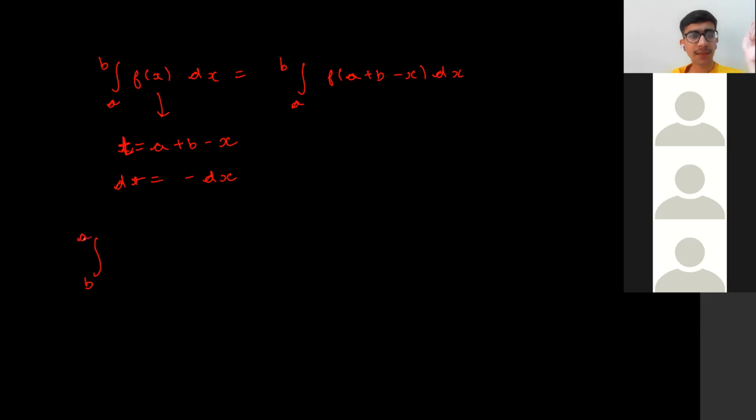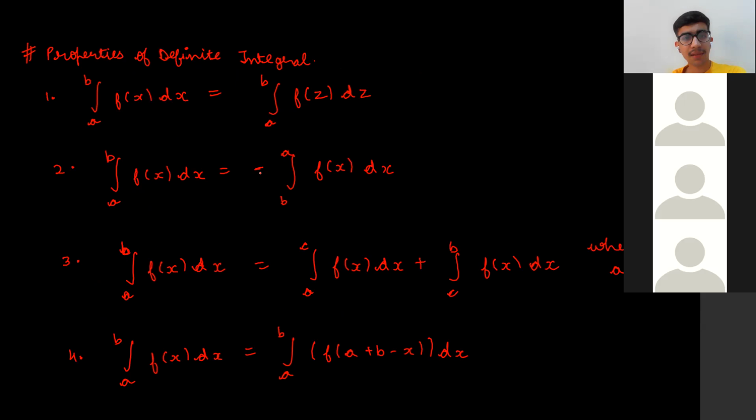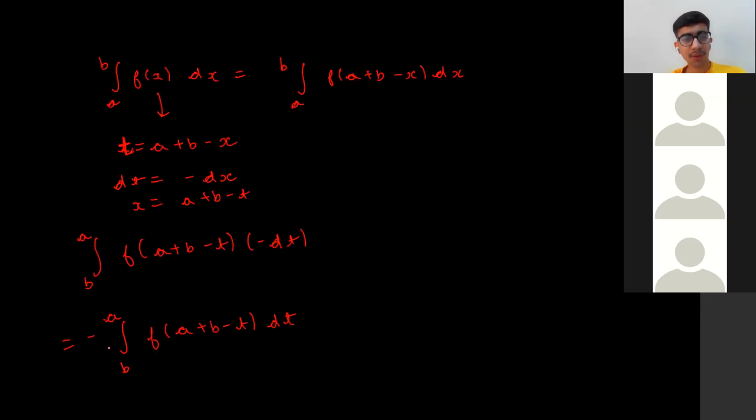A. So what will our integral become? If we are writing the integral in terms of t, since x is equal to a plus b minus t, this will be a plus b minus t times minus dt. So this becomes minus integral b to a f of a plus b minus t dt. And we have this property that integral a to b f(x) dx is written as minus of integral b to a f(x) dx. Because of the minus, we can reverse the limits, so this will be a to b f of a plus b minus t dt.